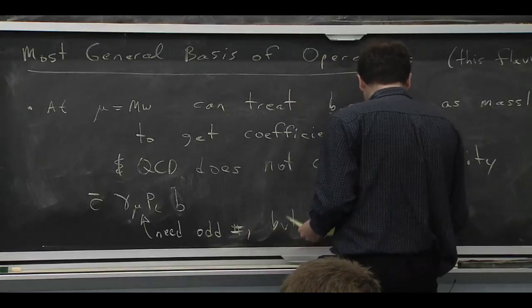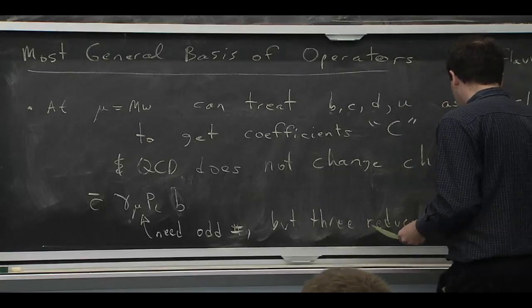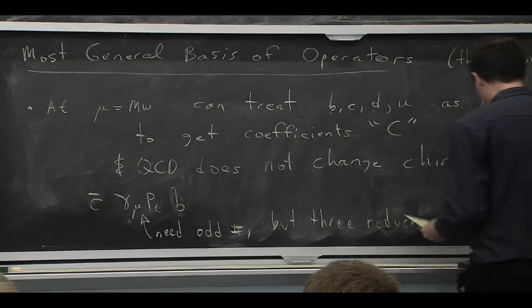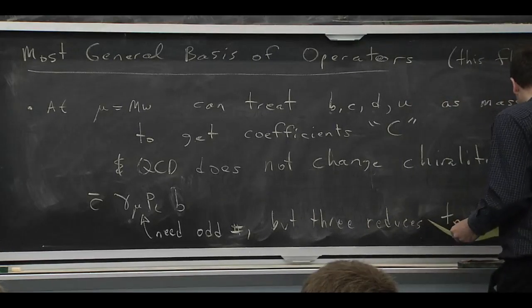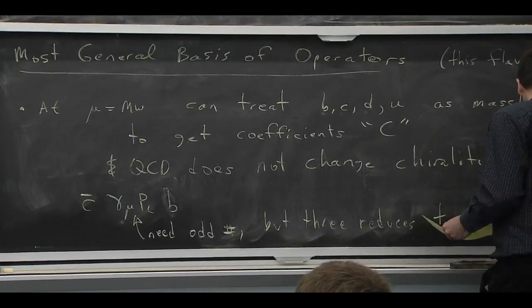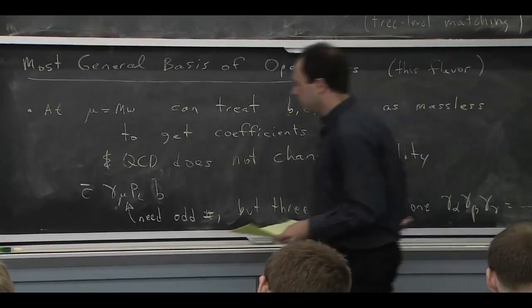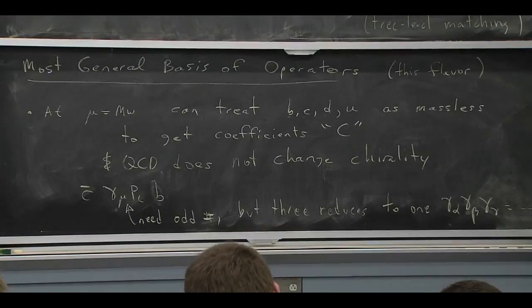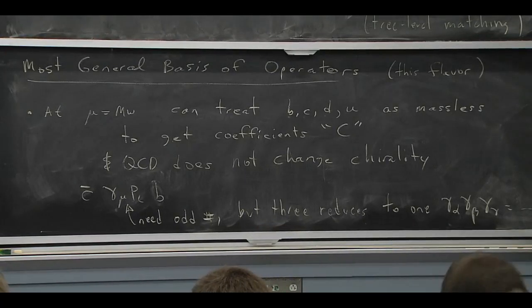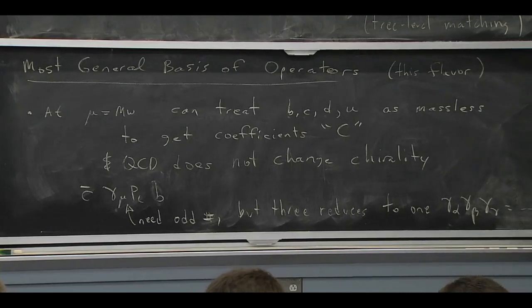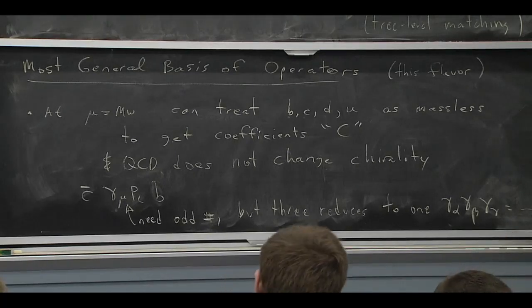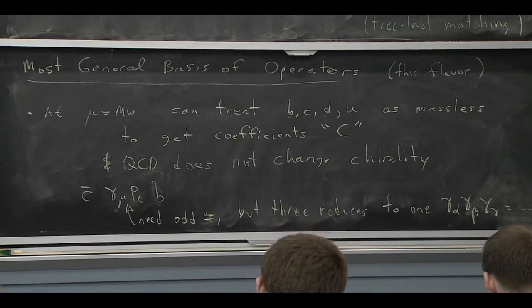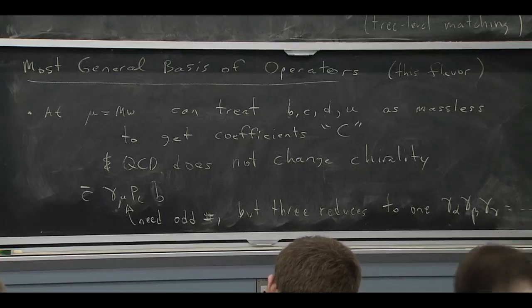So there's an identity, which I won't write out for you, but you can reduce 3 back down to 1. So any higher odd number can be reduced back down to 1. So once we use chirality and that fact, then we have a fairly restricted basis in terms of Dirac structures.